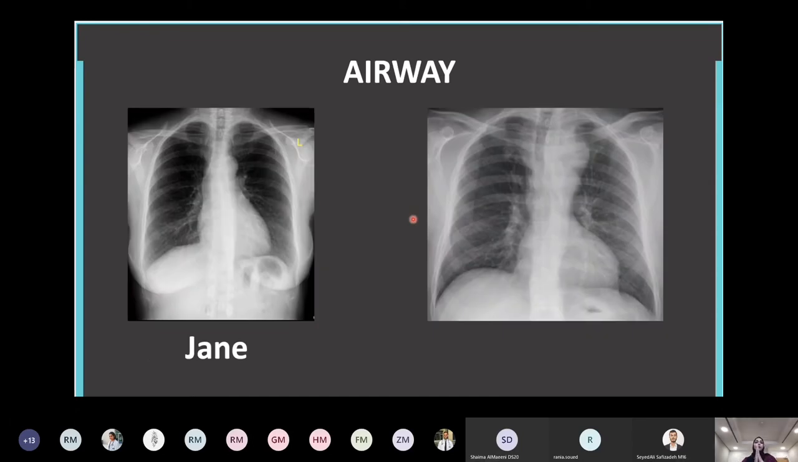Okay, so as always, we compare normal to abnormal. So here is Jane, and we are doing airway. This is Jane, and this is our patient. If you want to unmute your mics and tell me if you can notice anything unusual in this x-ray.